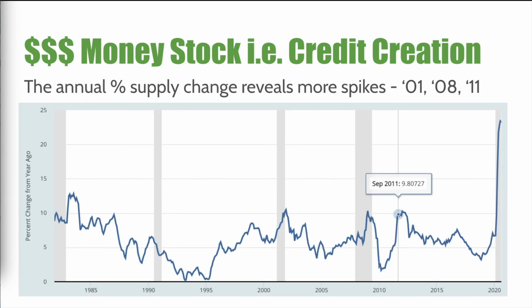So this is just another way to visualize money creation in the US. This is the annual percent supply change, and it's plotted with monthly points just to give you a little more fidelity. And this reveals more spikes. So you see a spike in 2001 of money creation, you see a spike in 2008, and there's a spike in 2011 as well. And then there's an astronomical spike in 2020 as a result of all the coronavirus reactions.